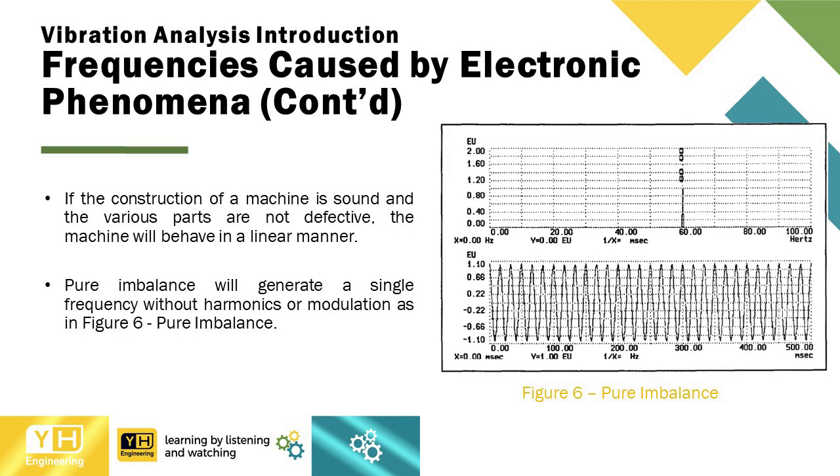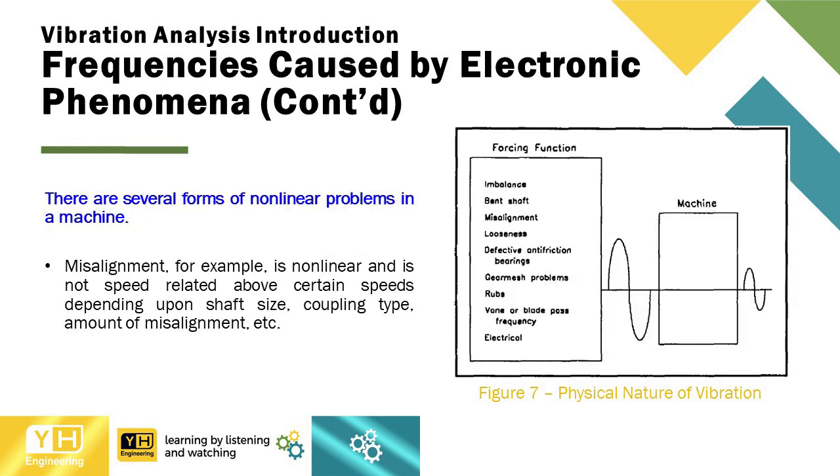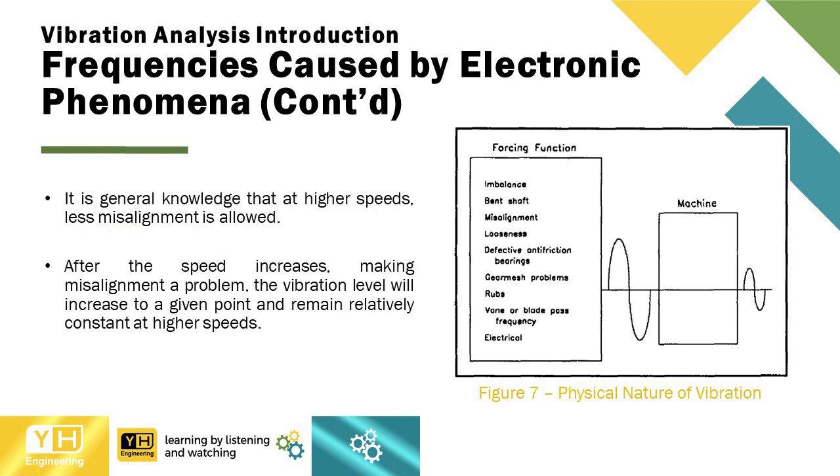If the construction of a machine is sound and the various parts are not defective, the machine will behave in a linear manner. Pure imbalance will generate a single frequency without harmonics or modulation, as in Figure 6 pure imbalance. There are several forms of nonlinear problems in a machine. Misalignment, for example, is nonlinear and is not speed-related above certain speeds, depending upon shaft size, coupling type, amount of misalignment, etc. It is general knowledge that at higher speeds, less misalignment is allowed.